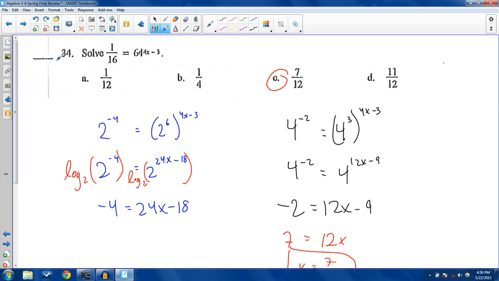And another way, obviously, is guess and check. You can try all these things. But if this is part of the free response, you do kind of need to know how to do them. 34, C. Yep.